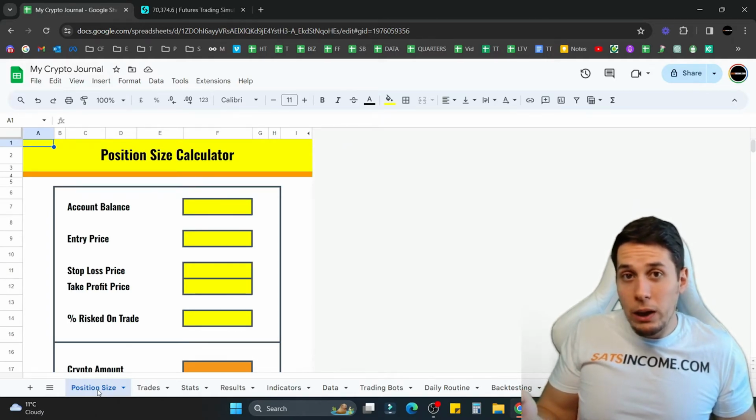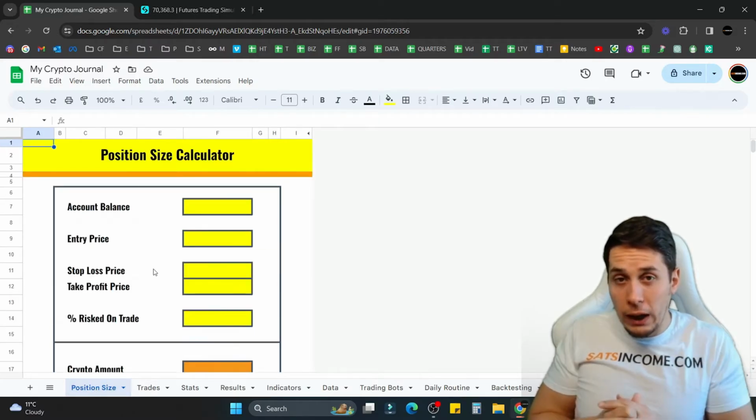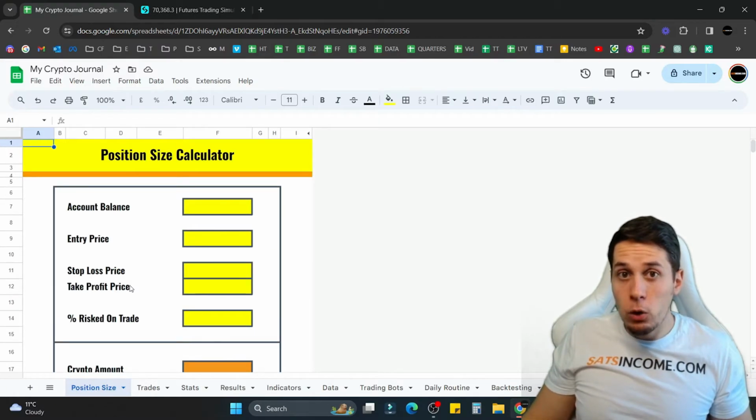If you've been trading and investing without risk management, you are probably familiar with this scenario. If you don't want this to happen to you ever again, all you gotta do is use this position size calculator which we have in the journal. How do you use this? Well, you use this before you actually enter your trade or before you make your investment.